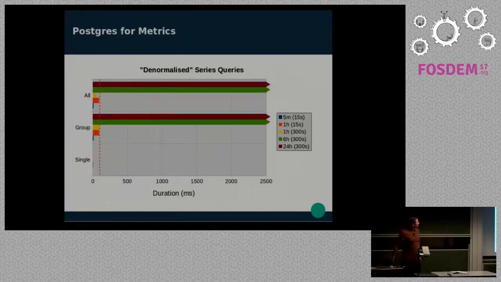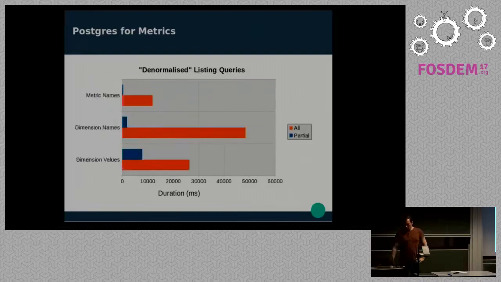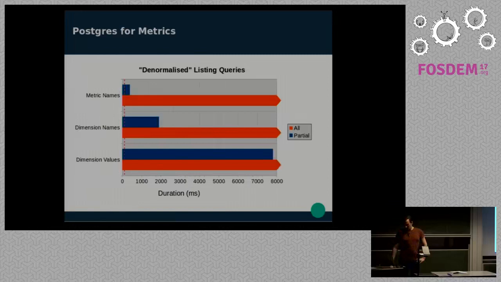Some of the queries are on the edge of our 100 milliseconds, but a lot of them are actually in there, which is quite interesting. Unfortunately, those other queries where we were picking out metric names and dimension names, as you can imagine, take a long time. Select distinct over 45 million rows is not going to be fast, I'm afraid. If we zoom in on that a little bit, you can see we are well over our requirement of 100 milliseconds for all of those queries.